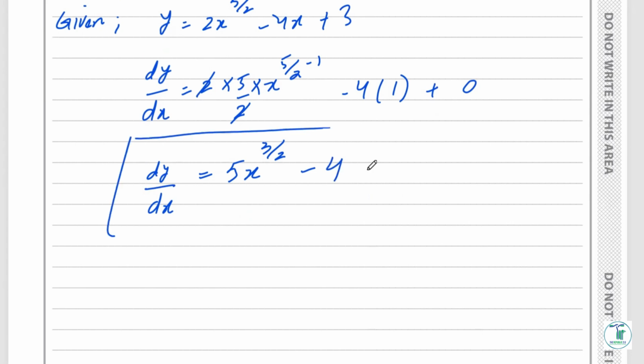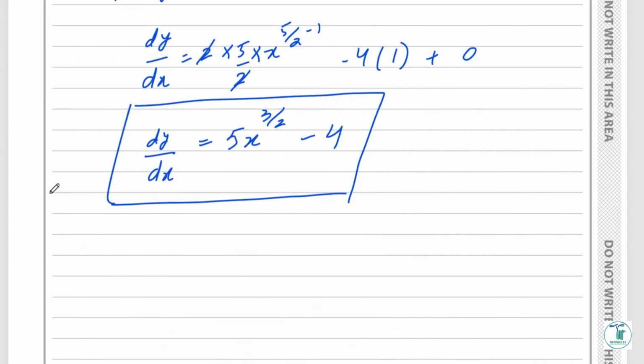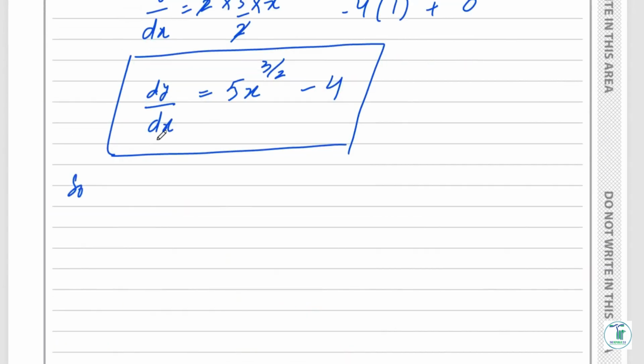That is the differentiation of the given curve. Now, the point P lies on the curve. The x coordinate of P is 2 to the power of k, where k is a constant. The gradient of C at the point P is 16. So if the gradient is 16, I'm just going to plug in dy/dx equals 16 equals 5x to the power of 3 by 2, take away 4.